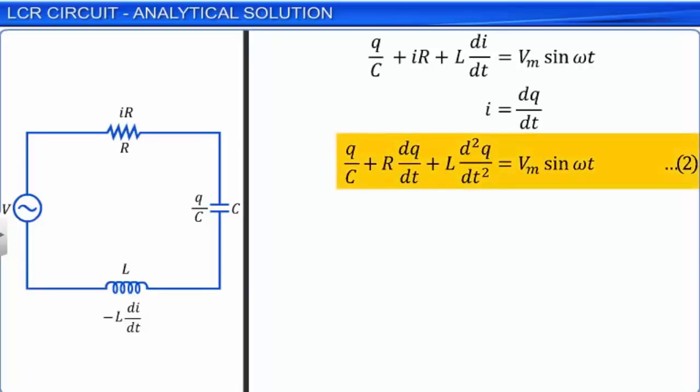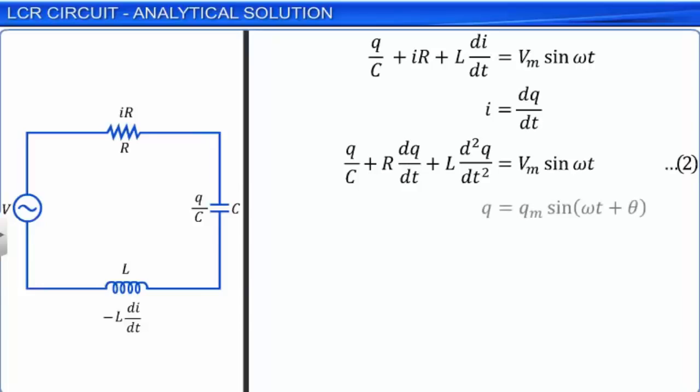As the three circuit elements, the resistor, the capacitor, and the inductor, are in series, the current through them is the same in amplitude as well as in phase. Let us now assume a solution for equation 2 as q equals Qm sin(omega t plus theta), where Qm and theta are constants. Qm is the maximum charge on the capacitor. Then, we have I equal to dq by dt, which is equal to Qm omega cos(omega t plus theta).